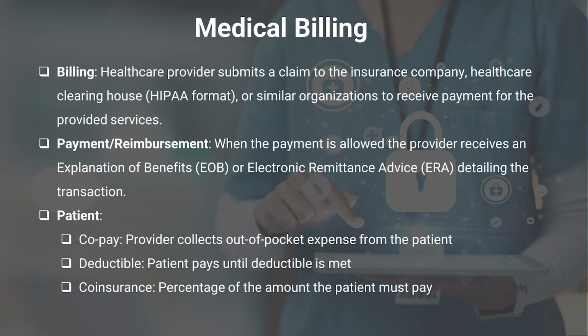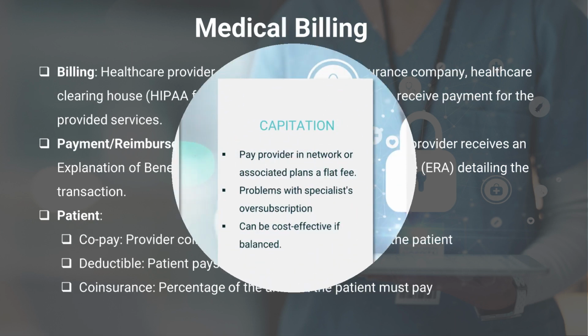From the patient side, there are usually three main options of payments: a co-pay situation, where the patient pays out of pocket for the expenses; a deductible option, where the patient pays until a specific deductible is met, usually defined by the insurance company; or a third option, co-insurance, where the patient pays a predefined percentage.